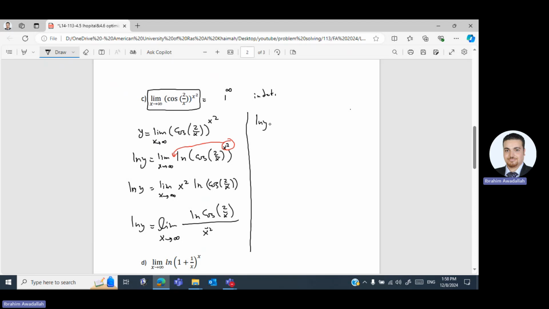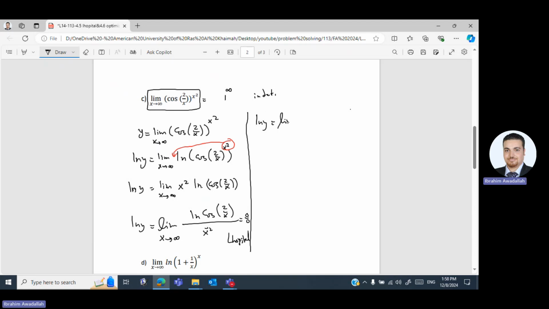So ln y, don't forget that ln y in all at the end, I will take e to both sides, by the way, to keep it y, because my goal is to find the value of y. No problem. Now we can substitute infinity. Ln 1, it's a 0, 1 over infinity 0. So the direct substitution here, 0 over 0, we can use L'Hopital.